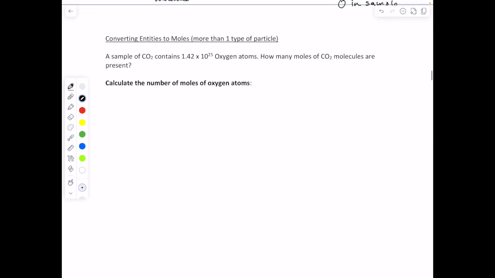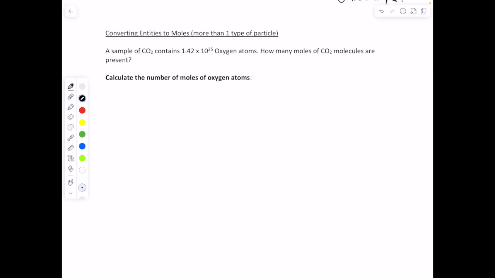In the next example, we're going to convert the number of entities to moles. A sample of carbon dioxide contains 1.42 times 10 to the power of 25 oxygen atoms. How many moles of CO2 molecules are present? So, calculate the number of moles of oxygen atoms. We know Avogadro's number tells us that there are 6.02 times 10 to the power of 23 atoms per mole.